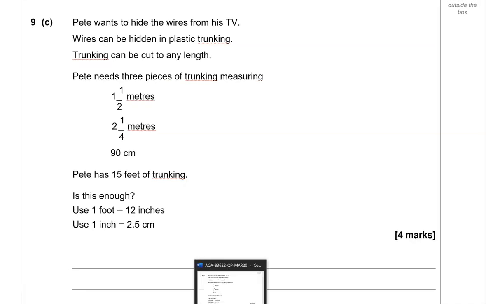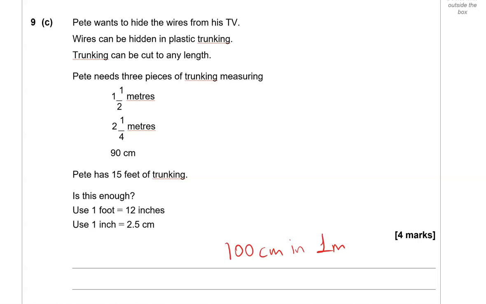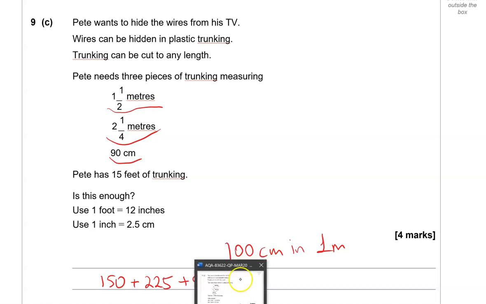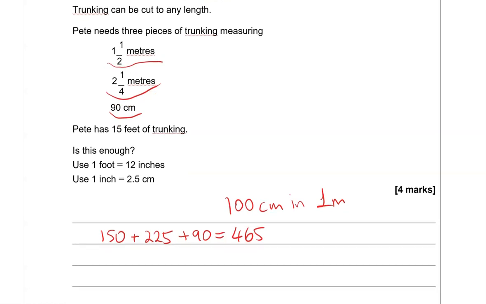And the other thing we should know is there are 100 centimeters in 1 meter. So in 1.5 meters there will be 150 centimeters. In 2.25 meters there will be 225 centimeters, and then we have 90 centimeters. So adding all of these together gives us 465 centimeters.